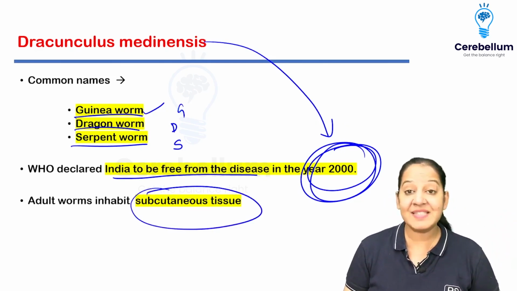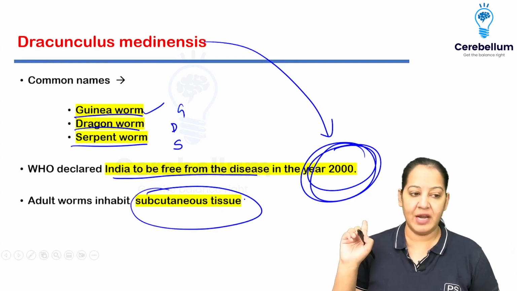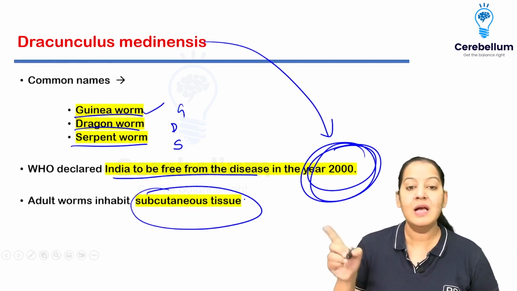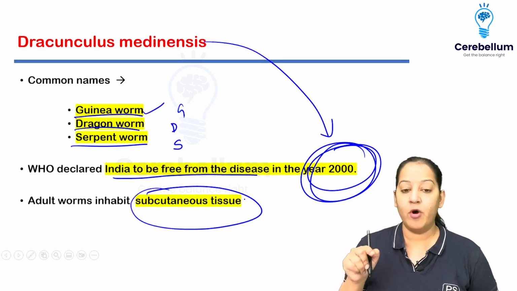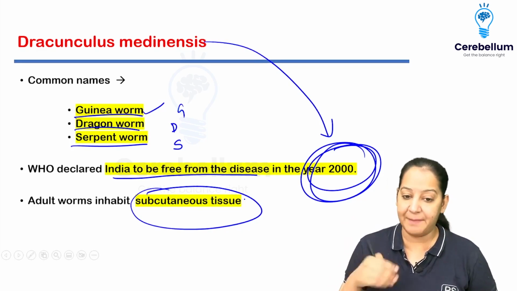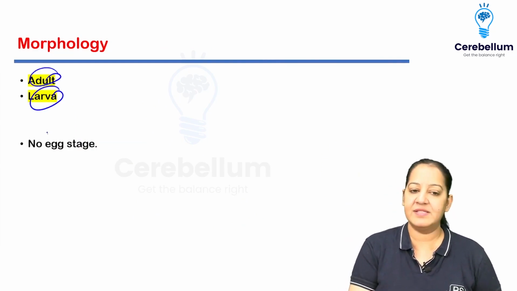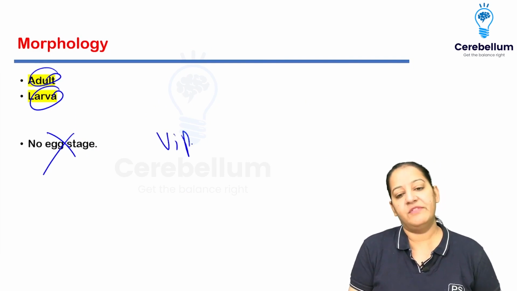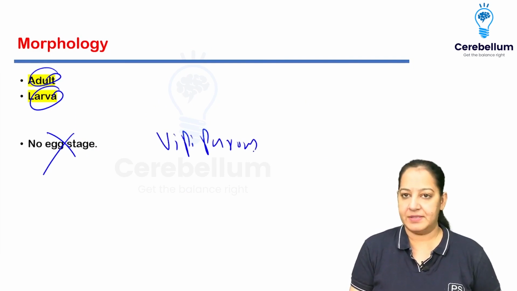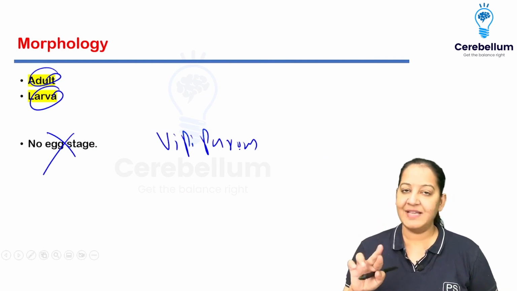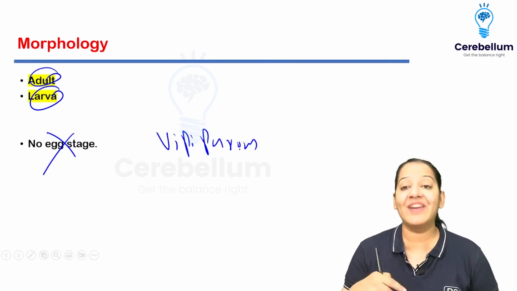The adult form remains in subcutaneous tissue. Now see, Trichinella was remaining in the skeletal muscle, and Dracunculus adult form remains, the habitat is subcutaneous tissue. Now coming to the morphology, here also adult form and larva are there, no egg is there. So here also it's viviparous. The worm is viviparous.